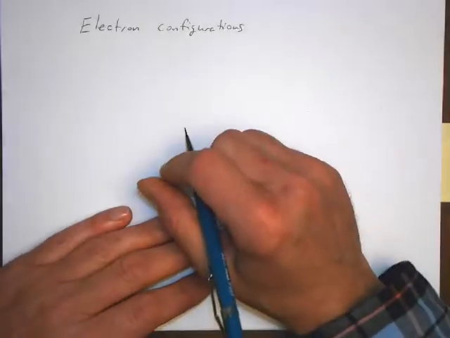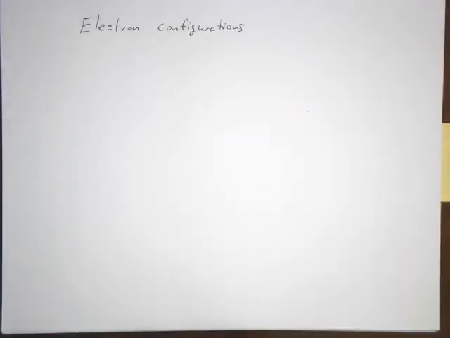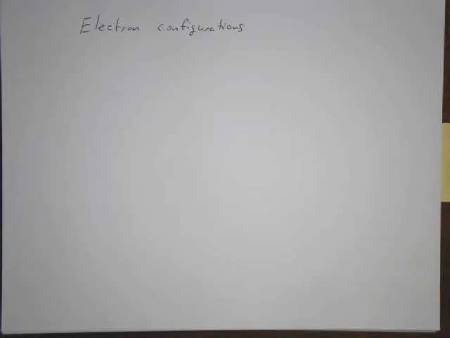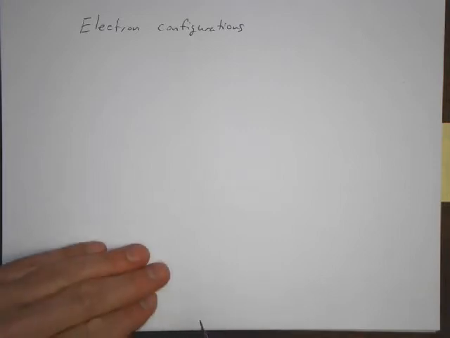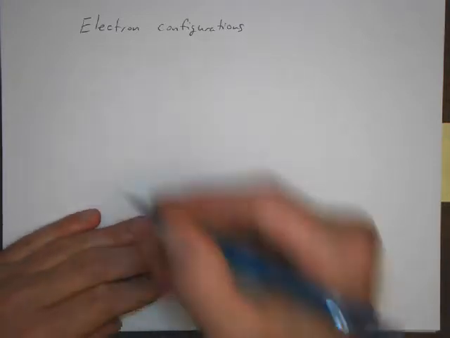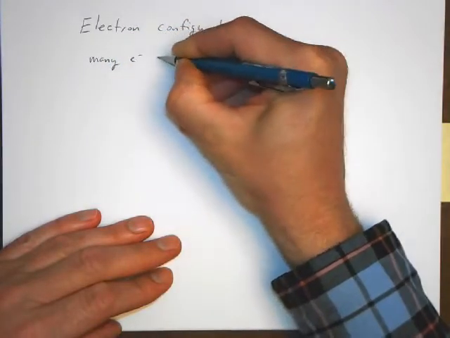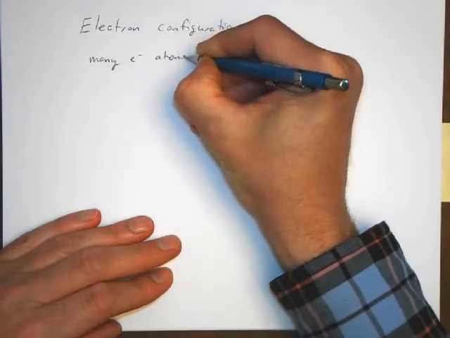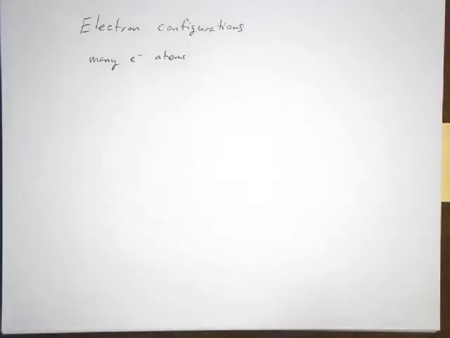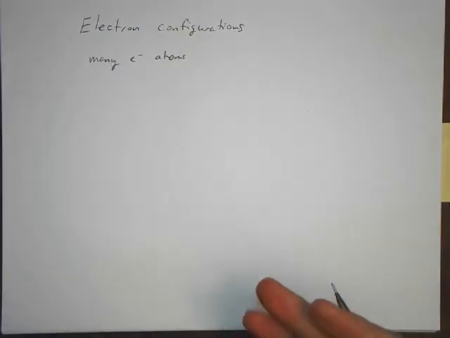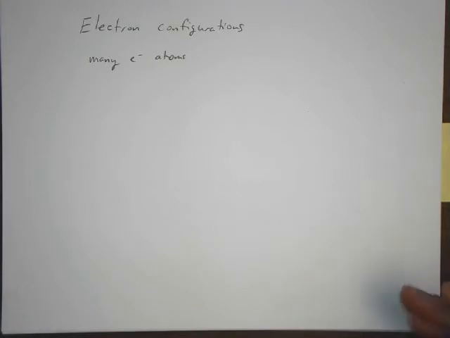Next, we're going to look at electron configurations and periodicity. This is chapter 8. We'll start with looking at electron configurations for atoms that have more than one electron. So we're looking at many electron atoms. Because as you recall, the solution to the Schrödinger equation and the Bohr model of the atom was mainly for the hydrogen atom.